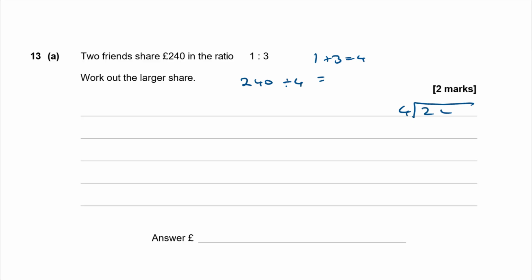4s into 240. 4s into 2 don't go. 4s into 24, that goes 6 times, isn't it? Remainder nothing, it's 60 times. So 240 divided by 4 is 60. So that means each share is worth £60. So the ratio of 1 to 3, if I times that up by a factor of 60, I should know what each one gets then. So 1 times 60, that's just 60. And then 3 times 60 is 180. So that means the largest share is that one then, isn't it? The largest share is this one. So the largest share is £180.